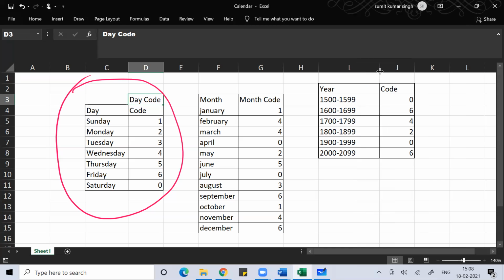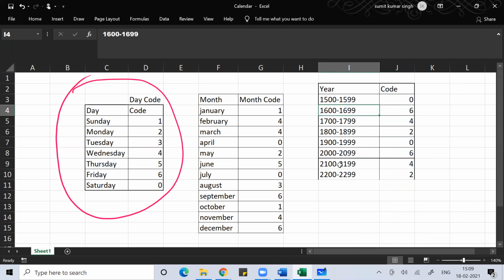So this will keep repeating here, like 2100 to 2199, the code of this would be 4. Then 2200 to 2299, the code will be 2. So 0642. You can think of it like a game of cricket where only even runs are possible, no odd run. So 0, 6, 4 and 2. And then how to memorize that 0642?